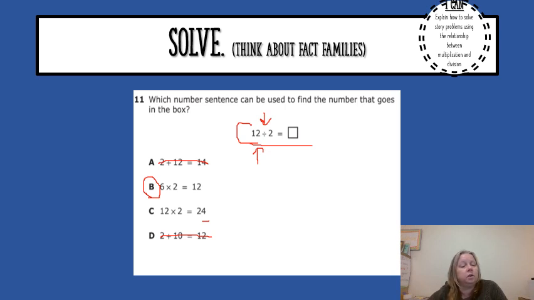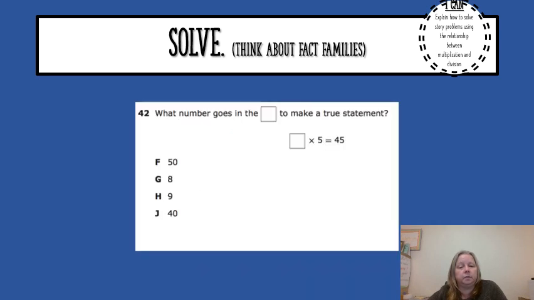All right, we are nearly done. Let's try solving this one. It says, what number goes in the box to make a true statement? 50, 8, 9, 40. All right, let's think about what we know.